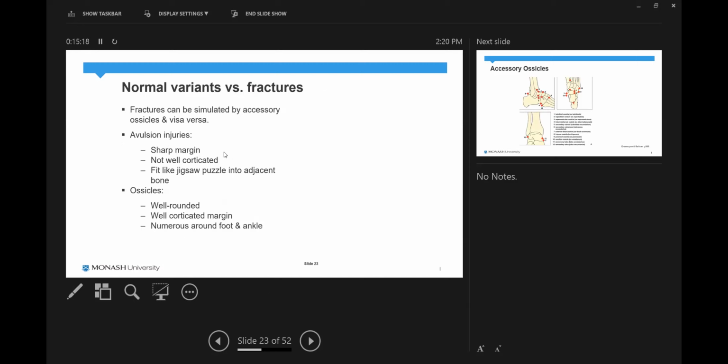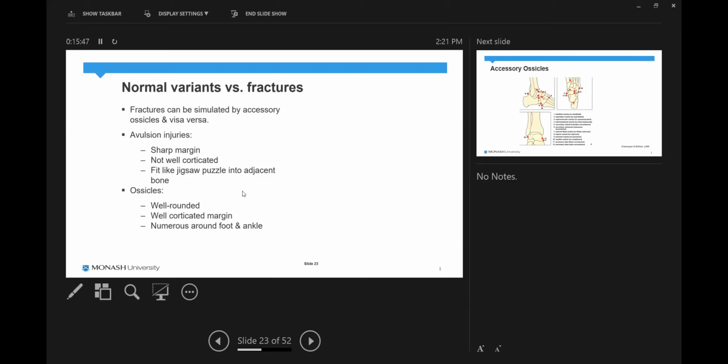They are not well corticated, and if you look very carefully, that piece of bone should fit somewhere close to where it came off. So see if there's, even if it's just a small speck on the bone closest to that, where there's a decrease in density and where that can fit into that piece of bone like a jigsaw puzzle. Whereas if it's an ossicle, normally they're well rounded, well corticated.